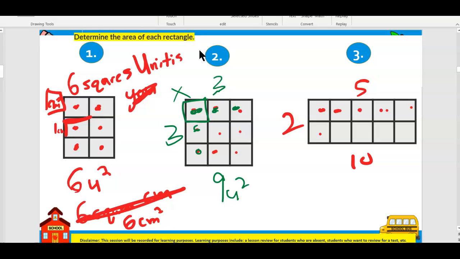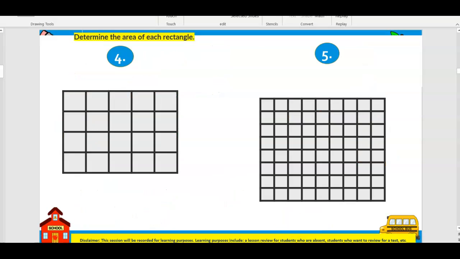1, 2, 3, 4, 5, 6, 7, 8, 9, 10. What is the point I'm trying to make here? Well, we'll show you. 10 units squared. Let's go to the next slide and then maybe it'll start to make more sense.